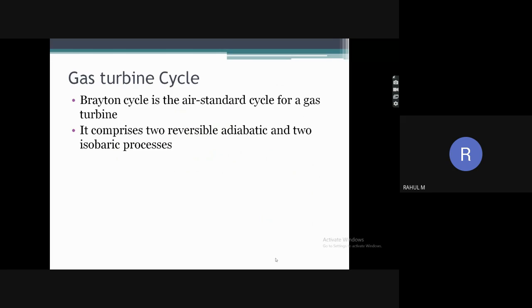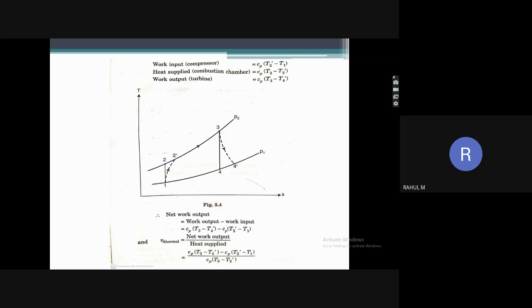Okay. So the basic turbine cycle is, as you have already seen, the Brayton cycle, and it comprises two reversible adiabatic and two isobaric processes. Okay, so we'll see how it looks. It is something like this. You can see your Brayton cycle something like this.